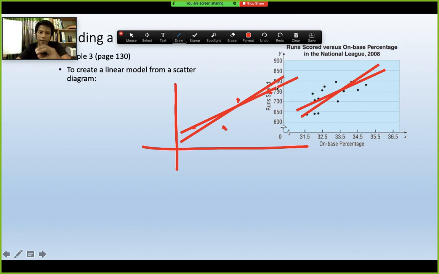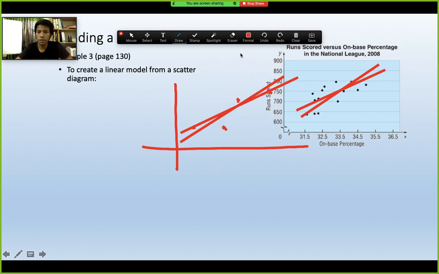So your answer will vary. My point is your answer will vary in this kind of math. Some people may say, sir, my slope came, let's say, 0.75. Other people can say, sir, my slope came 0.8. Other people can say my slope came 0.72. Of course it will be very close.